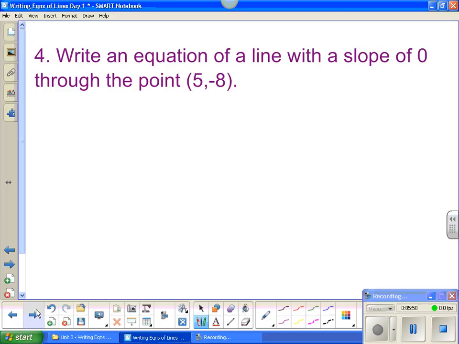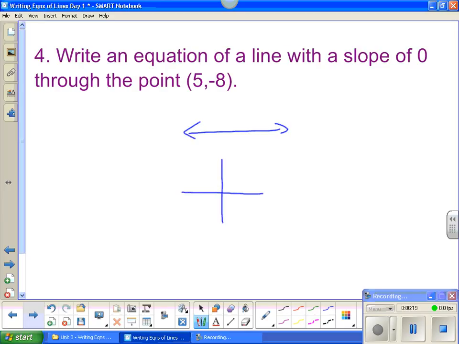Okay, write an equation of a line with a slope of 0 that passes through the point (5, -8). Okay, now hold on. Slope is 0. That's one of those weird cases, right? Slope of 0. What does that look like? Well, that's a horizontal line, right? Think about your slope of 0. I have a slope of 0, and I pass through the point (5, -8).